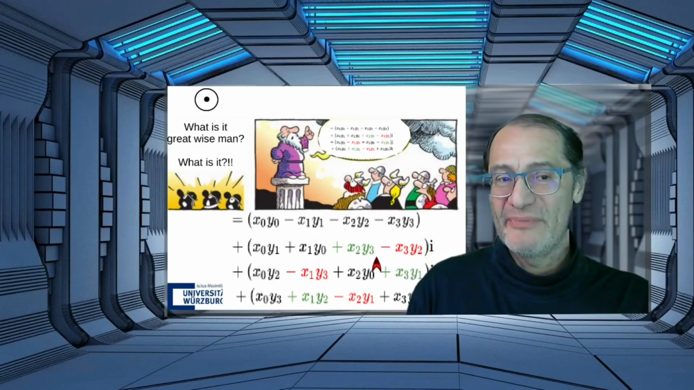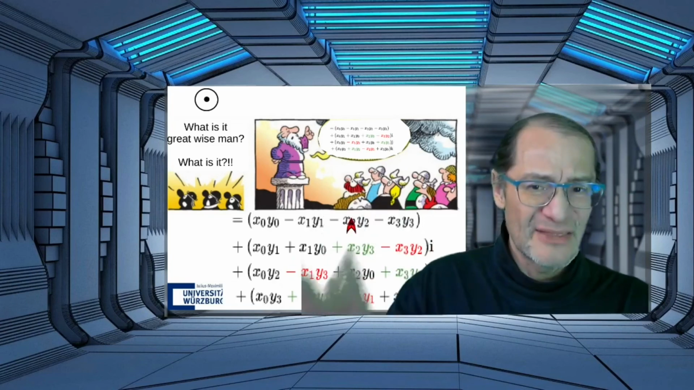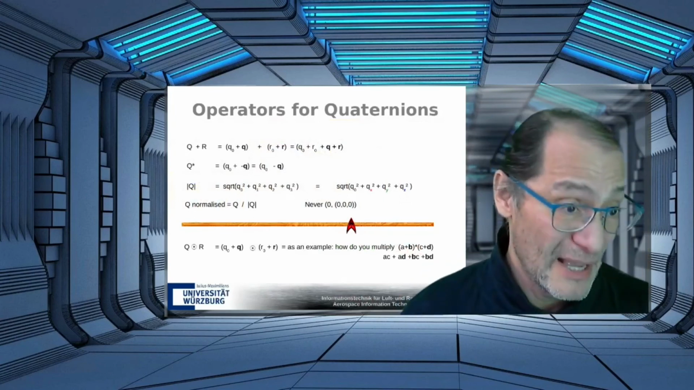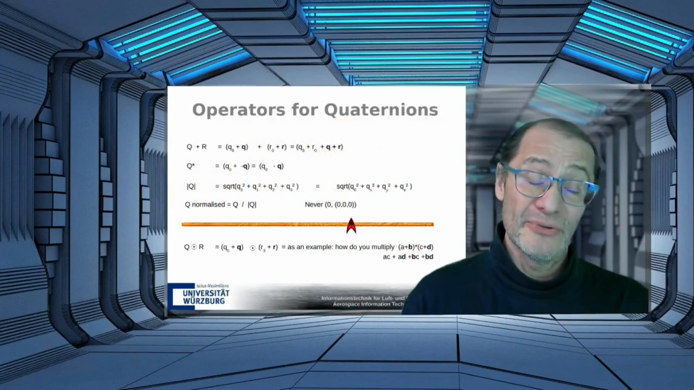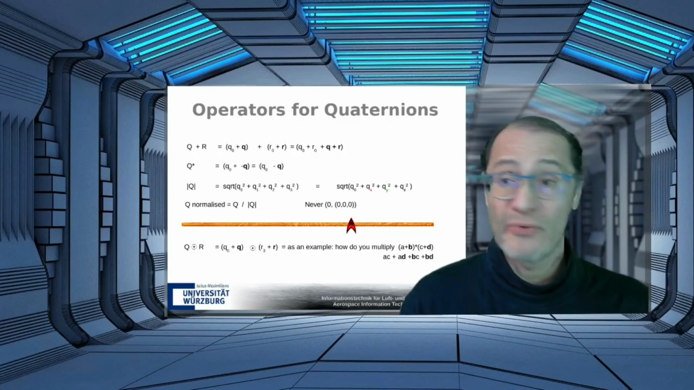Who shall remember this? But there is a better way to do exactly the same. We don't need to remember this. Do you remember we mentioned how to multiply binomes, and this is what we are going to use now. But first, let me show the different operators for quaternions.